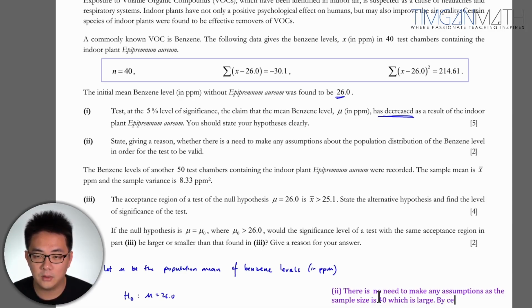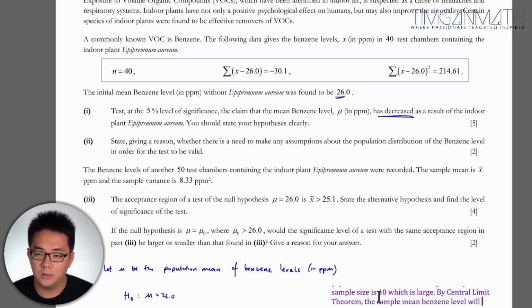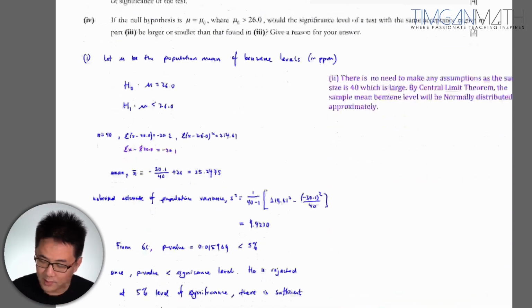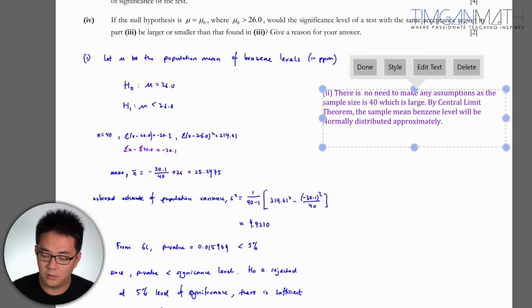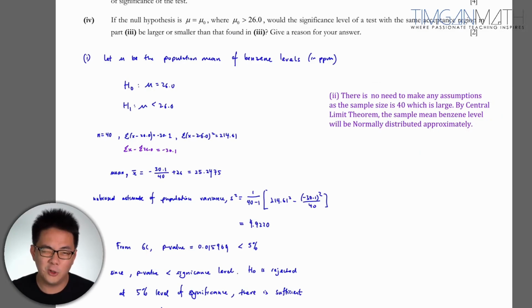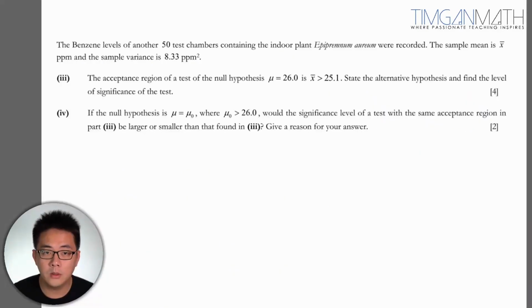By the central limit theorem, the sample mean benzene level will be approximately normally distributed. As long as the sample mean becomes a normal distribution, then we are happy, and we don't need to make any assumptions. Okay, so let's look at part 3.